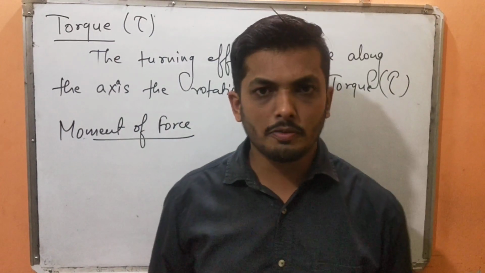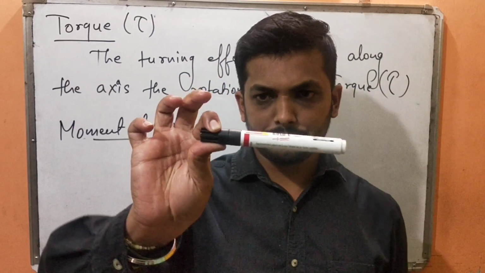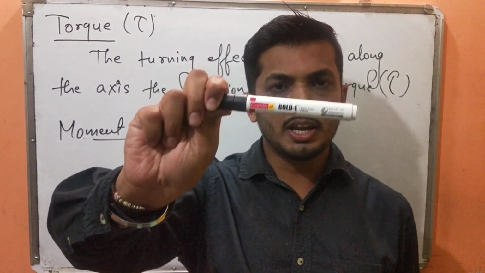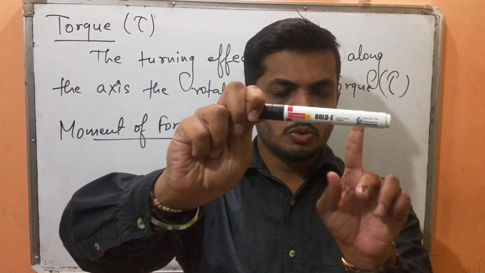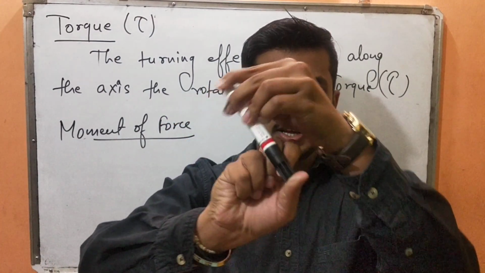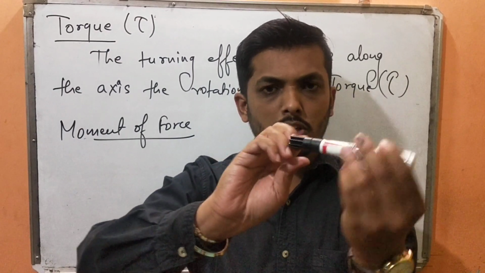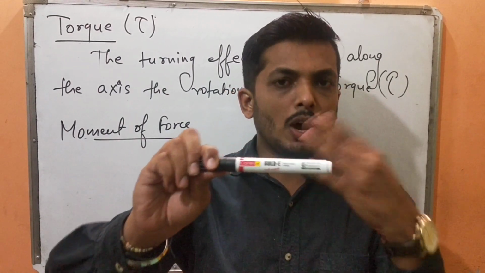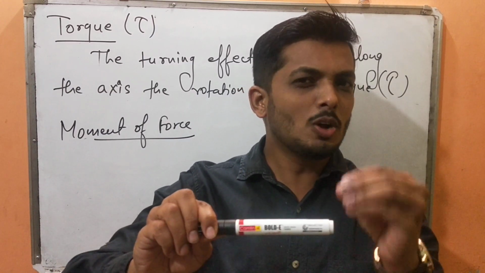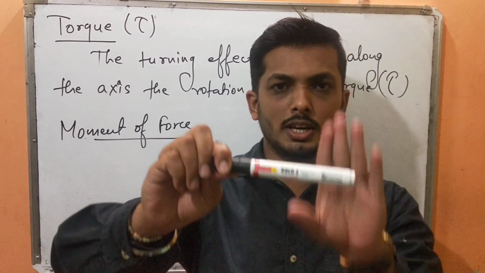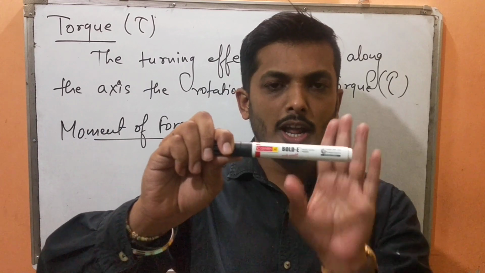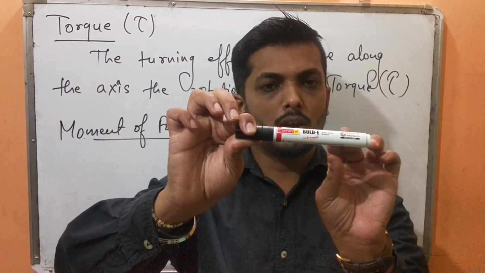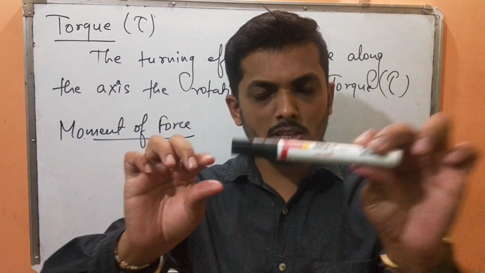Now when you experience a turning effect, suppose this is a marker. It's a marker only, right? If I pivot this at one end and apply the force, this marker tends to move in a rotational motion, or it traces a circular path. Now it seems to violate Newton's law, right? It is not exactly violating, but what Newton said is the body will always go in the direction of the applied force. I am applying force in this direction, so the marker should go in this direction.